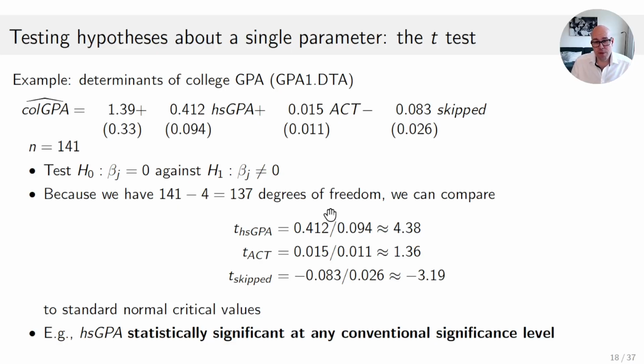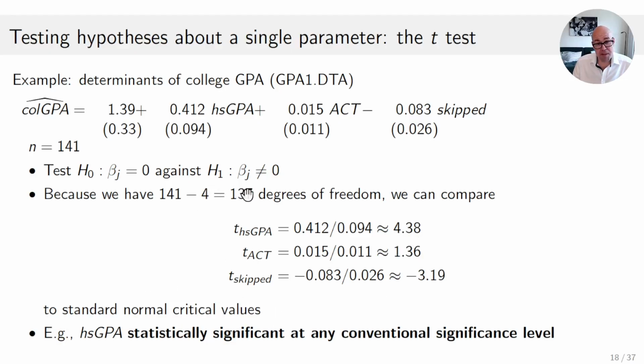So what we can do is compare the three t-statistics, which are given by the three parameter estimates for the slopes 1, 2, 3, divided by their respective standard errors, which are these numbers here, to standard normal critical values.